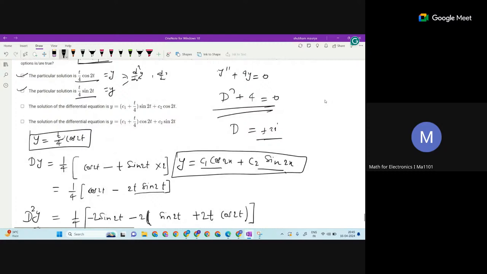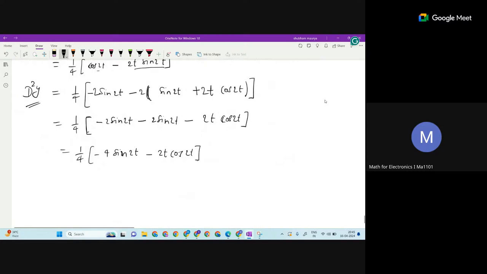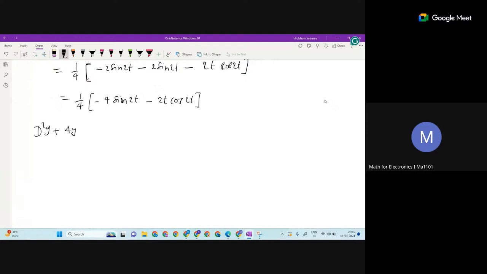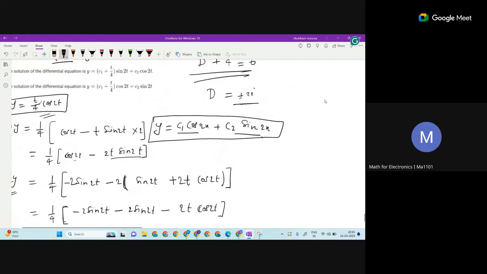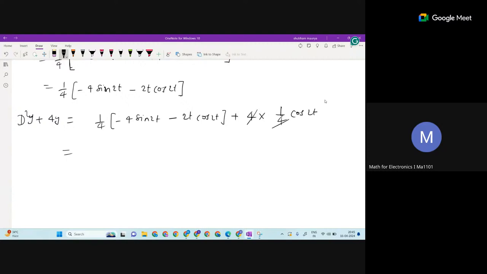So let's substitute here in the equation. Is it satisfying that? The left side is d square y plus 4y. If you substitute here, this is going to be 1 by 4 times minus 4 sine 2t minus 2t cos 2t, plus 4 times our y, which we assumed is the solution, t by 4 cos 2t. So this is going to be cancelled out, and this is going to be minus sine 2t.